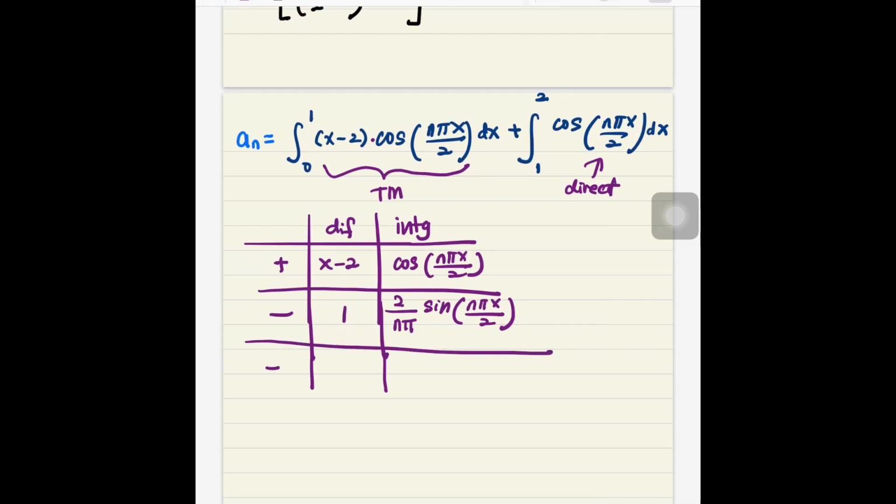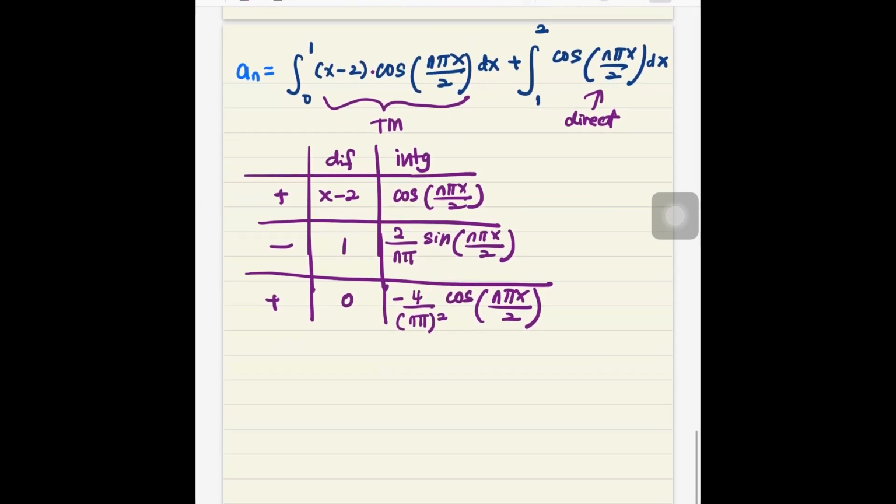Okay, so the last one here is plus 0. Integrating sine will give you negative cos n pi x over 2. So again, you will have another 2 over n pi. So 2 over n pi here, multiplied by another 2 over n pi, will give you 4 over n pi squared.